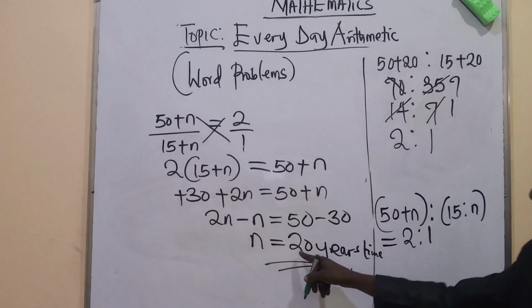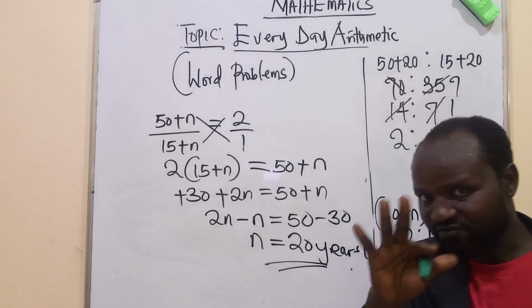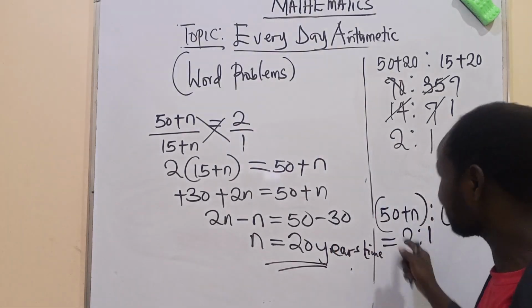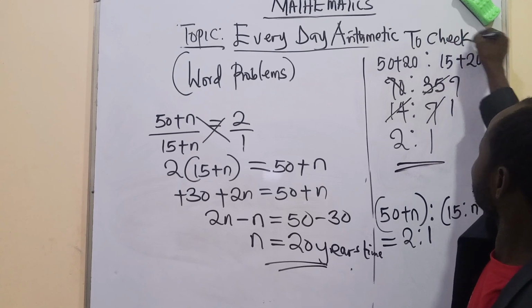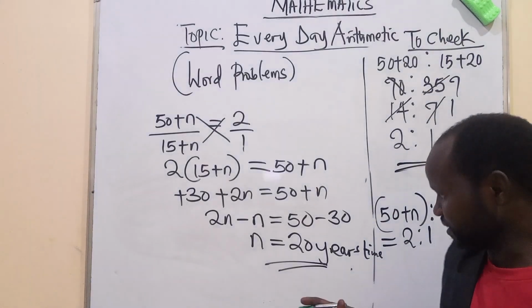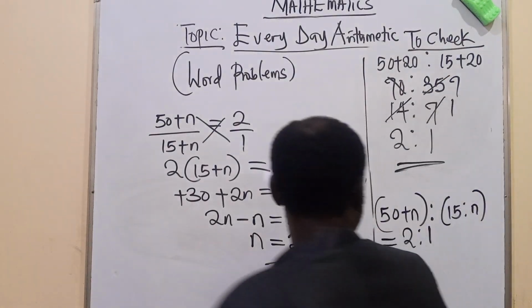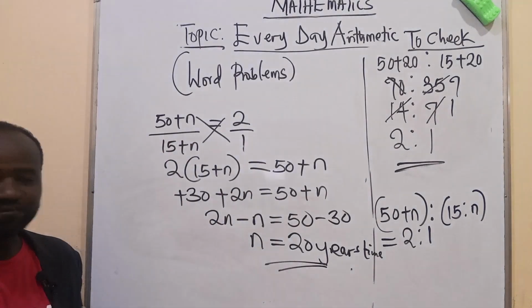Truly, in 20 years' time, the ratio of their ages will be 2 ratio 1. See the proof here. This is to check. So we can check whether we are correct. So truly, in 20 years' time, the ratio of their ages will be 2 ratio 1.